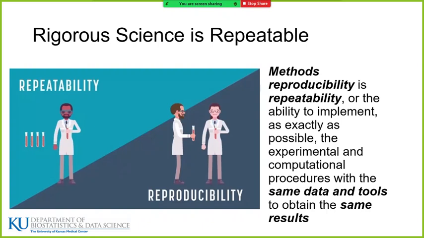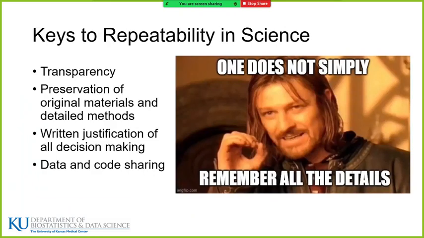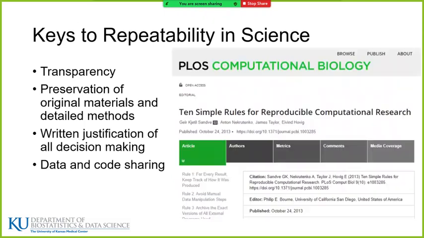So the idea is you are transparent, you preserved all of your original materials, you have detailed methods, and we all know that science includes subjective decision-making. So we have to have written justification of all the decision-making so we can understand where there might be strengths or flaws in that process. And then, of course, sharing your data and sharing your code.